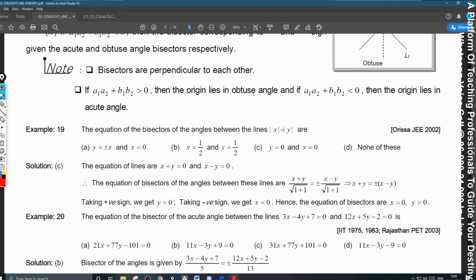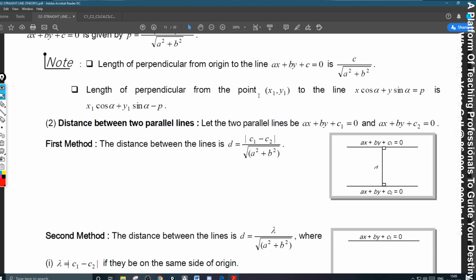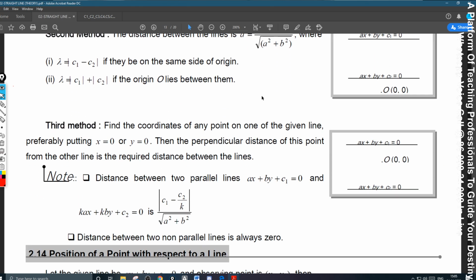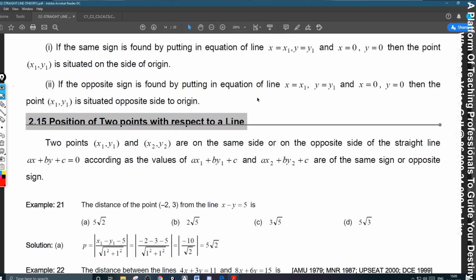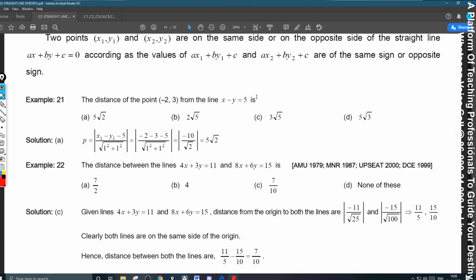perpendicular distance, length of the perpendicular. This is a straight question. I need to discuss this. The distance of the point minus 2, 3 from the line x minus y is equal to 5. Straight away apply the formula.